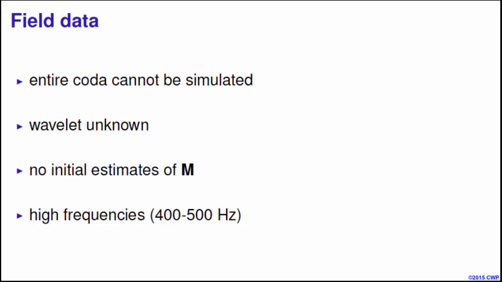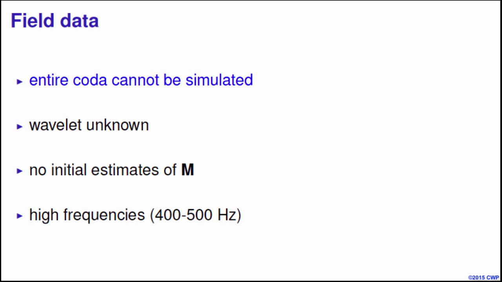Then the second one is that we have no initial estimates for the wavelet because we are dealing with passive sources. Then we also don't have initial estimates for the moment-tensor, that is something very important for our inversion. And then the final complication is that we are dealing also with very high frequencies in the range of 400 to 500 hertz, which means that our modeling requirements should increase, such as the grid spacing and time sampling. So we face also this problem.